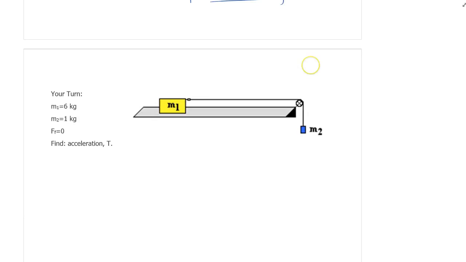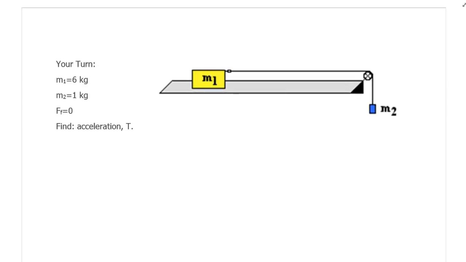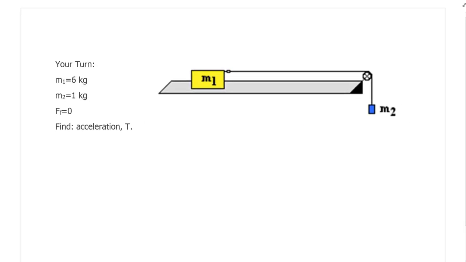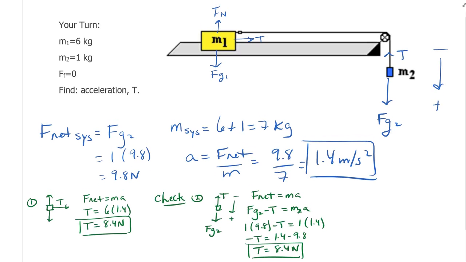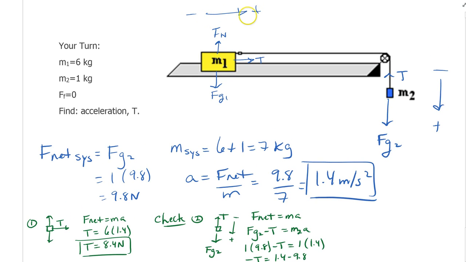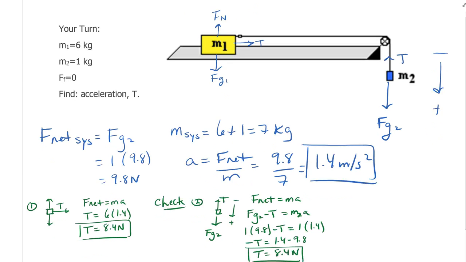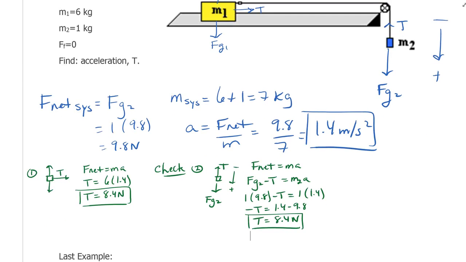Here is your U-turn. No, sorry, your turn. Give it a try. It's very much like our last one, except all I did was change the masses. So hit pause, try it out, and then I'll show you my answers. Okay, so here's my answer. The acceleration is 1.4 meters per second squared, and the tension is 8.4. You'll notice that this object goes to the right, this object goes down, so those are the directions that we're going to choose. You can take a look and see how you did.